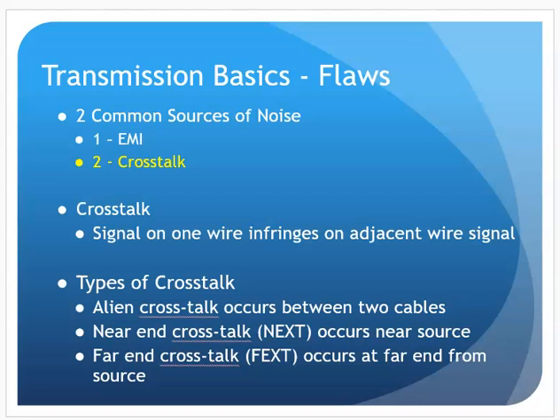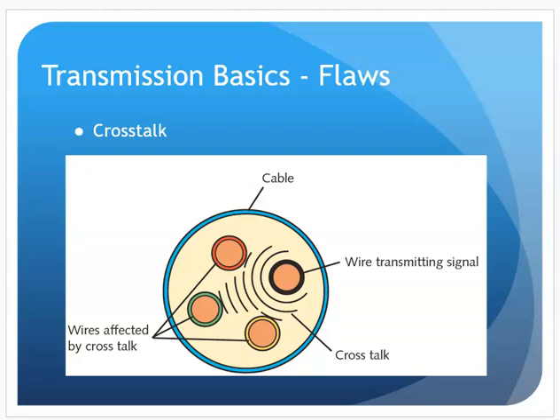But crosstalk is literally a signal from one wire or one wire pair jumping to a nearby wire. Again, anytime you send an electrical signal through a wire, it produces a low magnetic field. That low magnetic field can be picked up by a neighboring wire. And if that magnetic field is strong enough or that wire is close enough, that signal can literally induce itself or jump into that other wire. And that is called crosstalk. And there are different types of crosstalk: alien, near, and far. Alien is literally cable to cable, if you will.